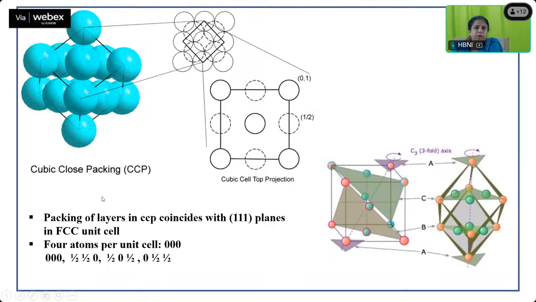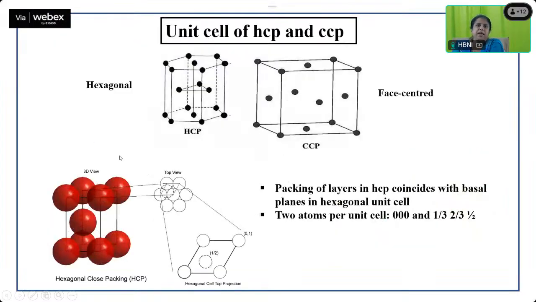But how does it look? Now, the difference between HCP and CCP is the unit cell position. The basal plane, these flat planes, of the unit cell of HCP coincides with the close packing layer. I hope you can see this. This was your A layer, this was your B layer, this is again your A layer. So the plane of the unit cell actually coincides with your A layer.